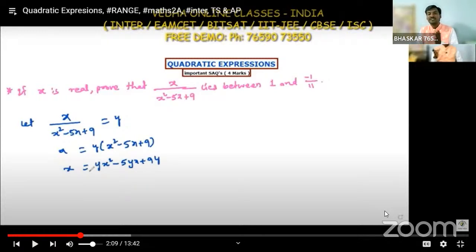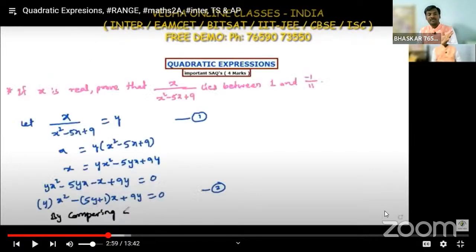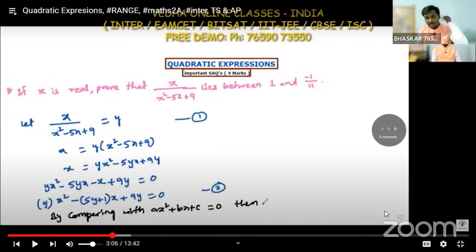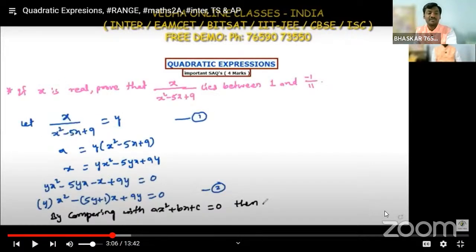To send it to that side, it will multiply, and multiplying inside we form a quadratic equation and compare it with ax square plus bx plus c equal to 0. We have to write it in that form: x square term, x term and constant separately. The y term also, remember that. Think of y as a constant.